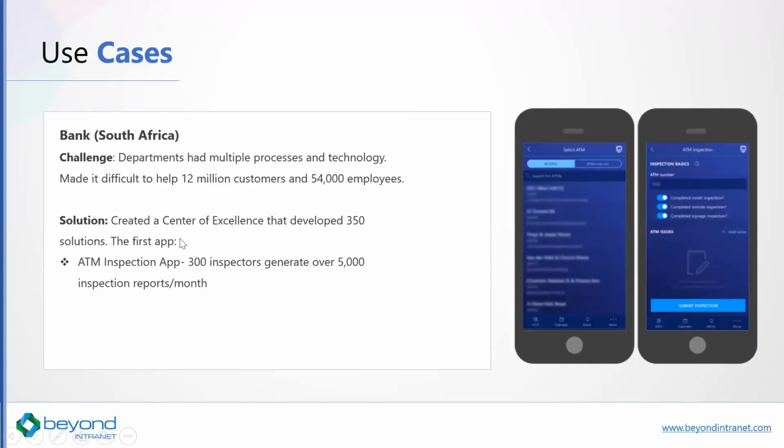So we have now the 5 use cases. Now you're probably saying, oh, I'm sorry, I jumped ahead. This is the 5th use case. So the 5th use case is for a bank in South Africa.